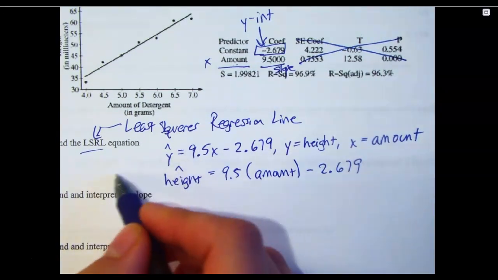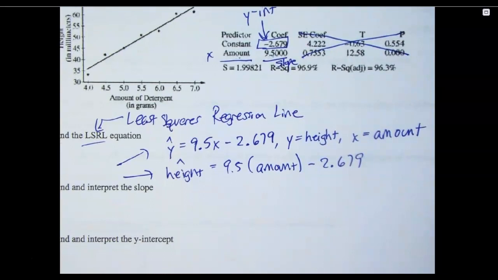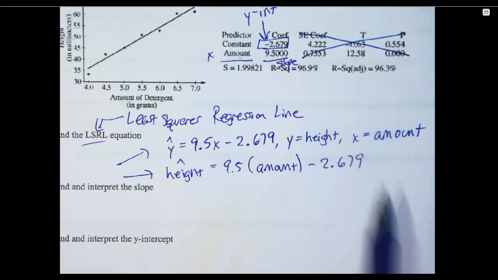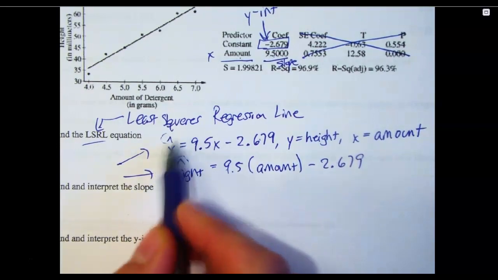So one or the other. I don't care which one you do. Both of them tell me the slope, 9.5. Both of them tell me the y-intercept, negative 2.679. Both of them tell me what y is. Both of them tell me what x is. And both of them tell me that it's predicted.